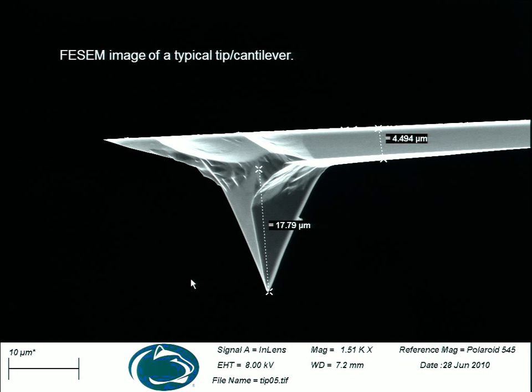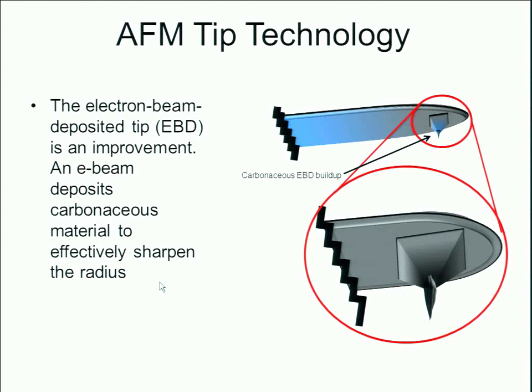Here again is a larger picture of that cantilever at the side view. There's another technique for building an AFM tip, and that's called an EBD, or electron beam deposited tip. This is an improvement to the others we described. Basically, an E-beam deposits a carbonaceous material, and step by step, eventually we end up with a very sharpened and smaller radius. So here we just zoomed in, we see that carbonaceous build up to a finer tip.